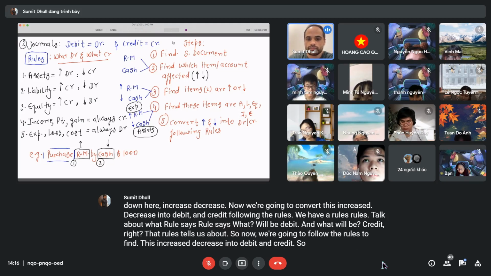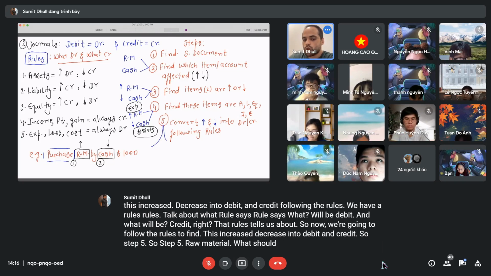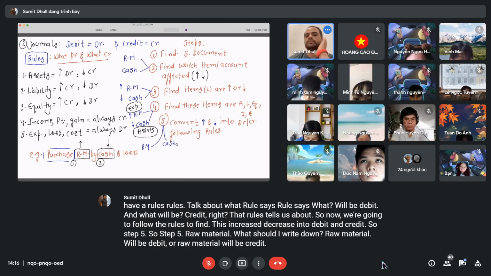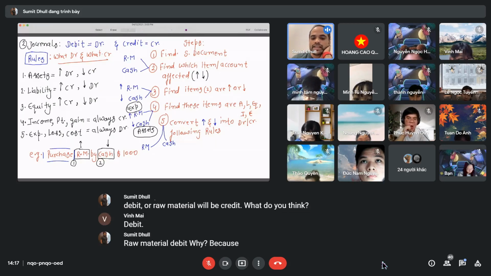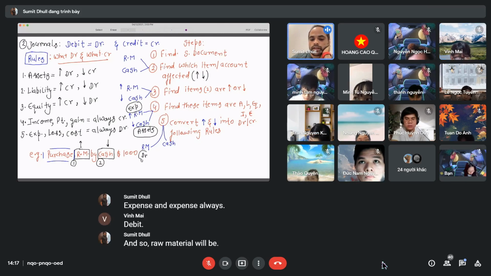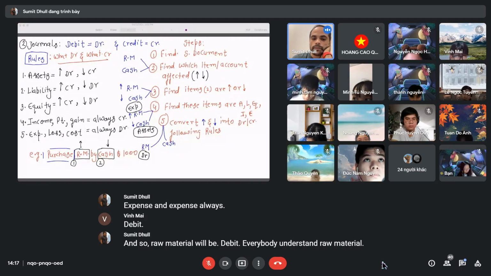So step 5. Raw material. What should I write down? Raw material will be debit or raw material will be credit? What do you think? Debit. Raw material debit. Why? Because raw material is expense, and expense is always debit. So raw material will be debit. Everybody understand raw material? Okay.